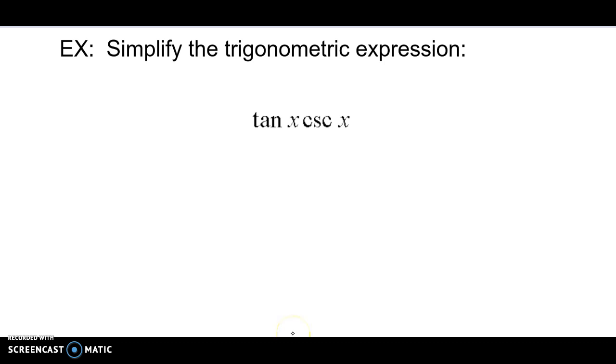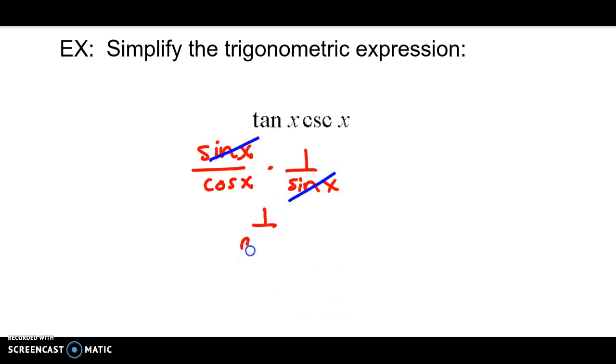Okay, so let's start this first one. This one's fairly simple. I have the tangent of x times the cosecant of x. Now I'm just trying to simplify this. So let's think about what tangent of x is. That's sine of x over cosine of x. And cosecant of x is really 1 over sine of x. Well, these are going to cancel, and notice that I'm left with 1 over cosine of x, which last but not least, I can simplify to secant of x. Notice that I didn't put any equal signs here because this is an expression, not an equation.